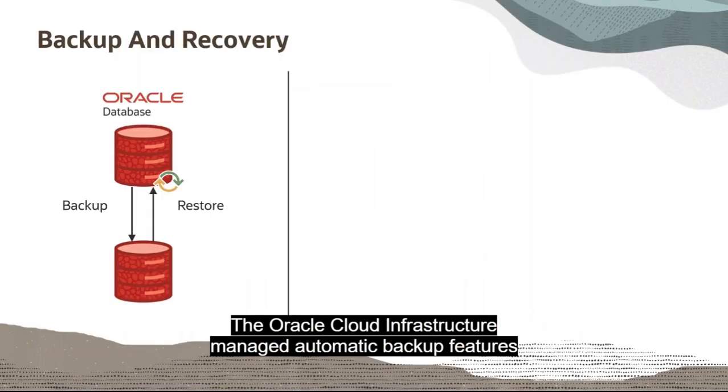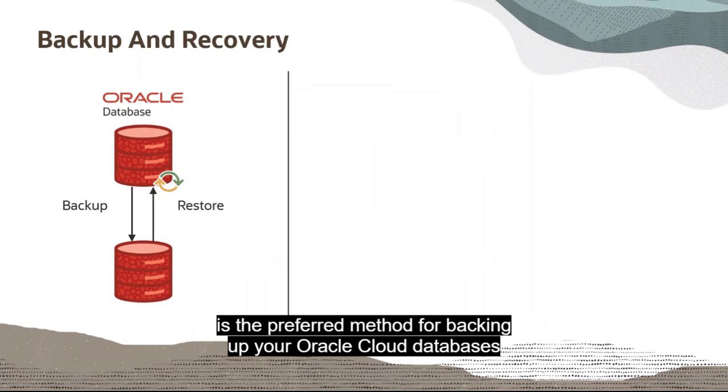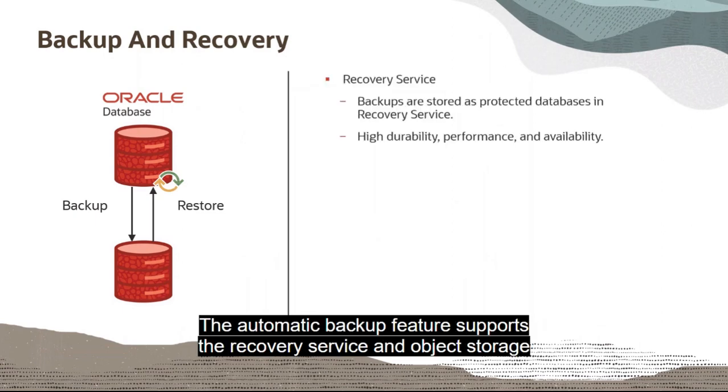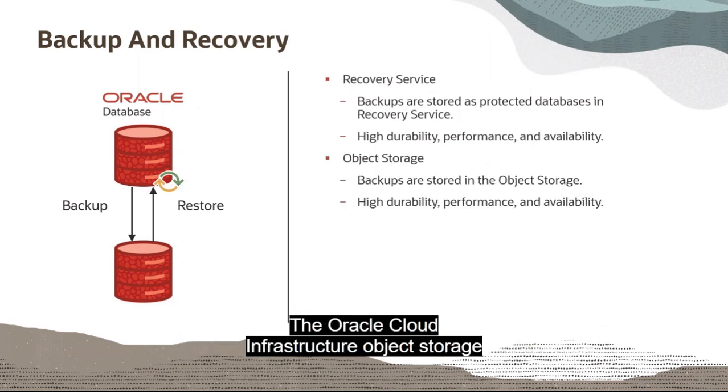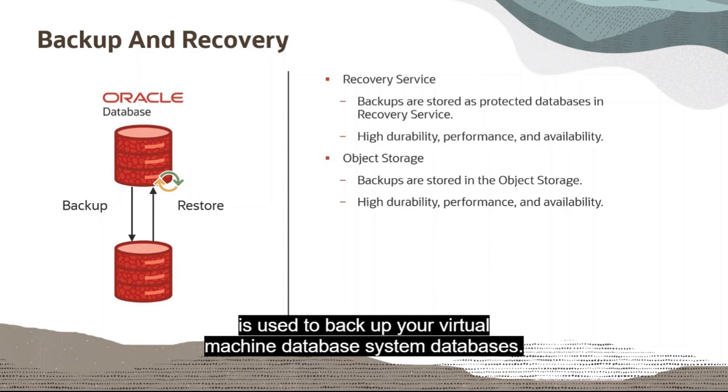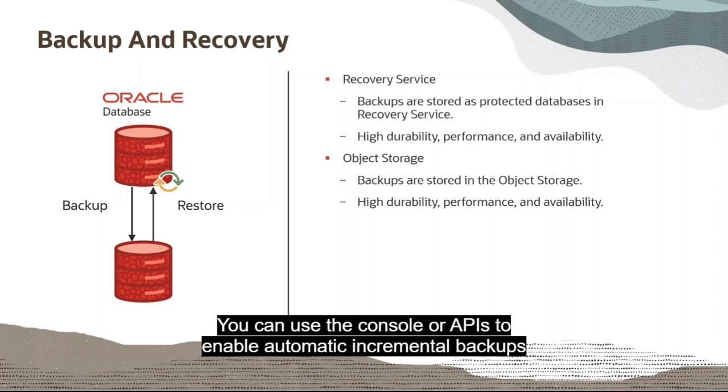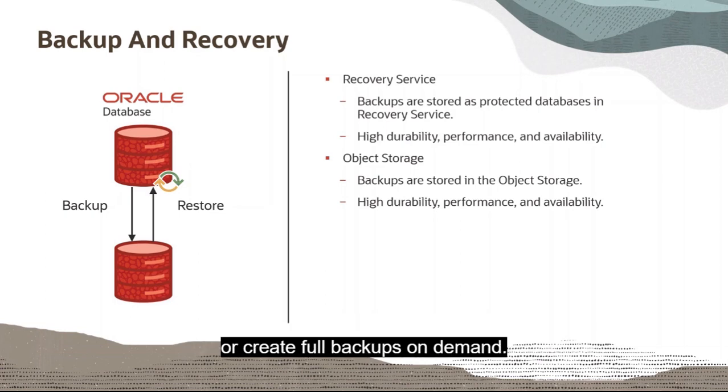The Oracle Cloud Infrastructure Managed Automatic Backup feature is the preferred method for backing up your Oracle Cloud databases because you can easily configure backup settings using the console. The automatic backup feature supports the recovery service and object storage as the backup destination to provide you a fully automatic cloud backup solution. The Oracle Cloud Infrastructure Object Storage is used to back up your virtual machine database system databases. You can use the console or APIs to enable automatic incremental backups or create full backups on demand.